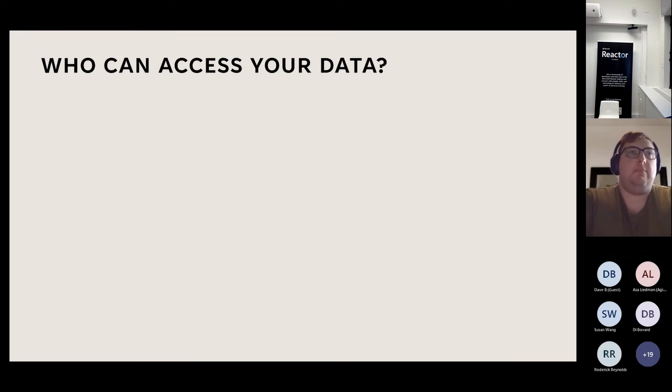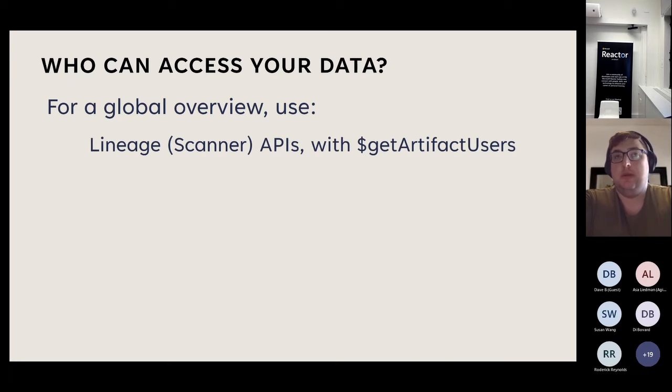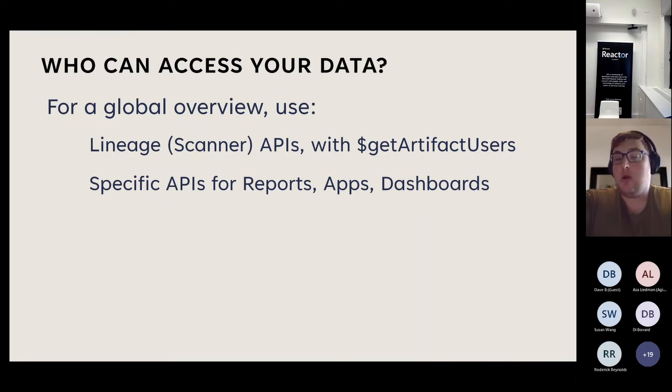Okay, so who can access that data? For having a global overview, you can get the data out there with the scanner APIs, with the parameter get artifact users. But there are also specific APIs that give you the access permissions for a report, an app, a dashboard. Or the other way around, you can also say for user John Smith, what access does he have? And then if you get the admin call for that specific person, it's going to give you a list of everything that that person has access to.